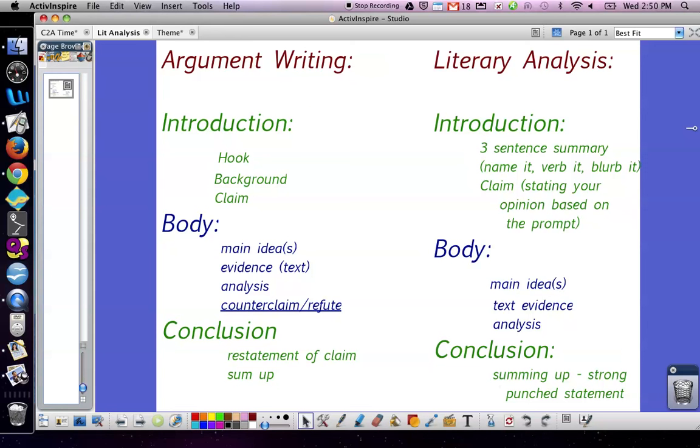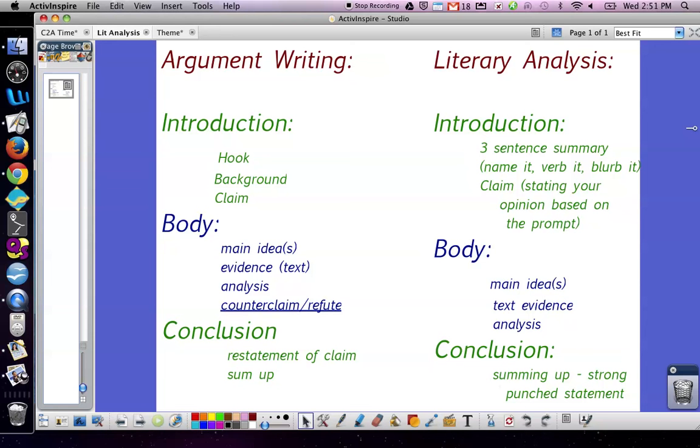How does your text evidence show your theme? How does your text evidence show your character trait? So you are going to have an analysis. What you've probably noticed is missing is a counterclaim and refute. At this level, you will not have a counterclaim or refute. Later on in your academic career, you probably will, but in 7th grade, we are going to avoid that.